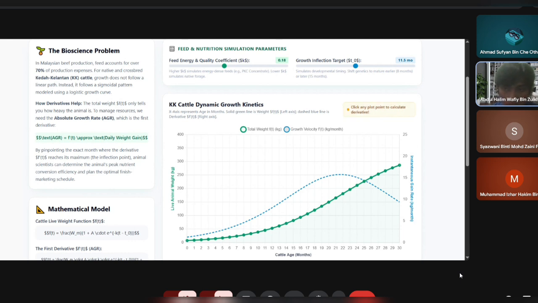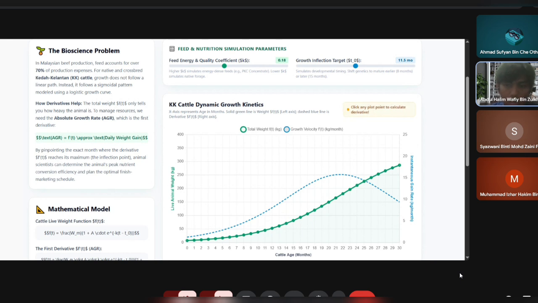so they can provide the right amount of feed and manage production costs. The website uses a logistic growth model to predict cattle weight over time and applies derivatives from calculus to calculate the absolute growth rate. This helps determine the age at which cattle experience their fastest growth.